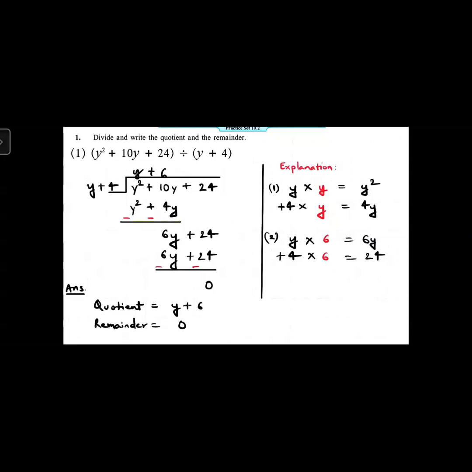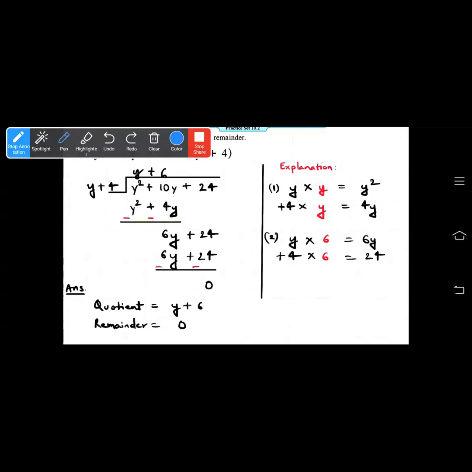So you can see over here, this is your dividend, this is your divisor. As I have told you, y square should be divided by y. We will get y over here. So y should be multiplied by which number to get y square? It should be y. So plus 4 also should be multiplied by y to get 4y. So you will get y square plus 4y written over here, and this is your quotient. y plus 4 multiplied by y is y square plus 4y.